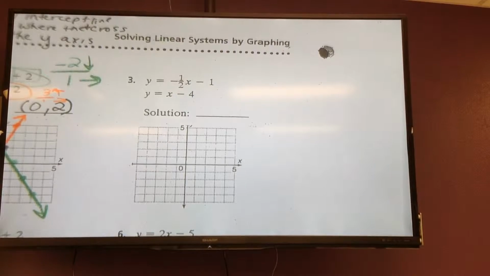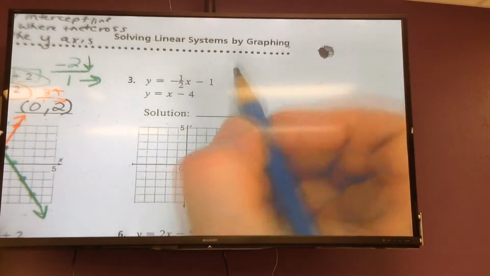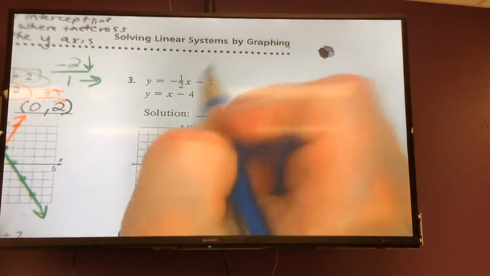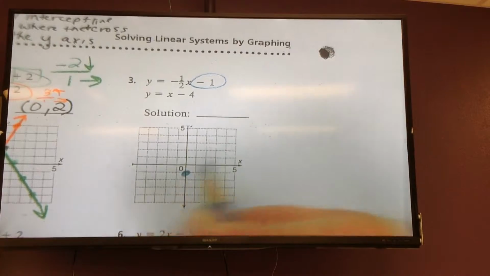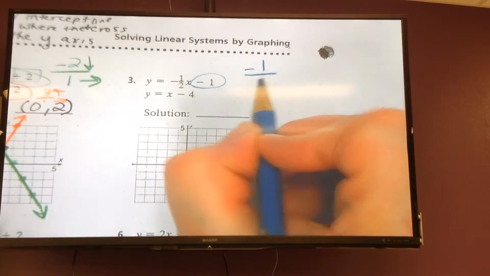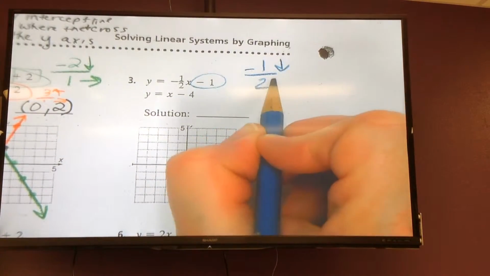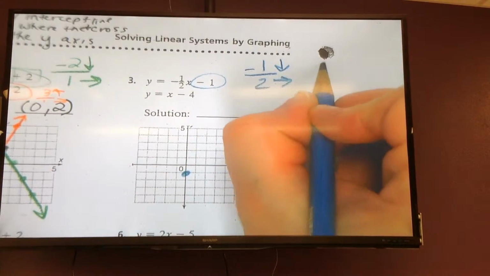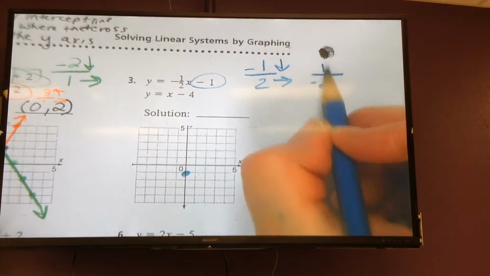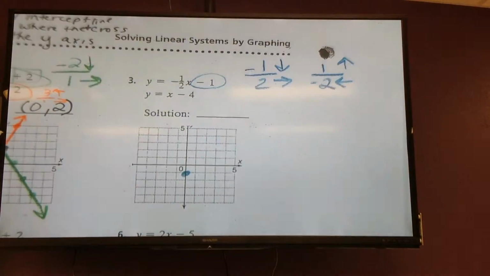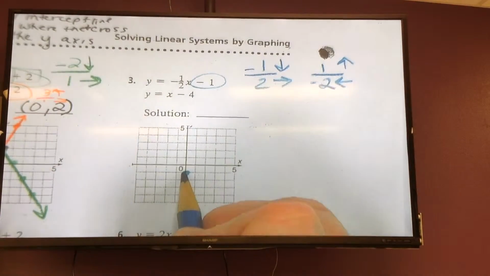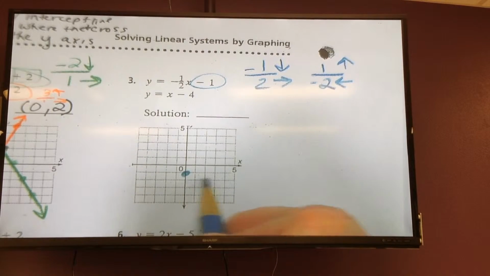Number 3, my equation is y equals negative half x minus 1. So where it crosses the y-axis is at a negative 1 right here. My slope is a negative half. So that means I would go down 1, right 2. Or I could write it this way, 1 over negative 2, which means I go up 1 to the left 2. But let's go down 1 to the right 2.